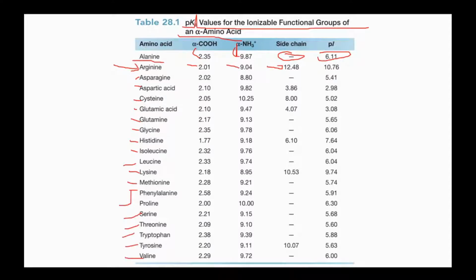These are all amino acids and they contain different side chains. I am giving you a couple of minutes to look at this table and note down the pKa values before I move on to the next topic of this lecture.